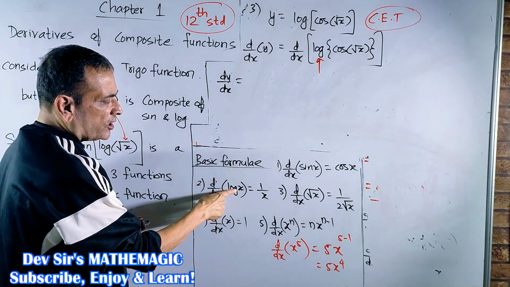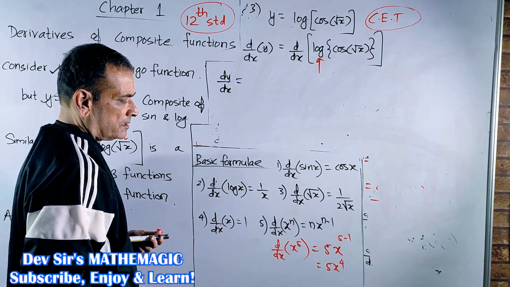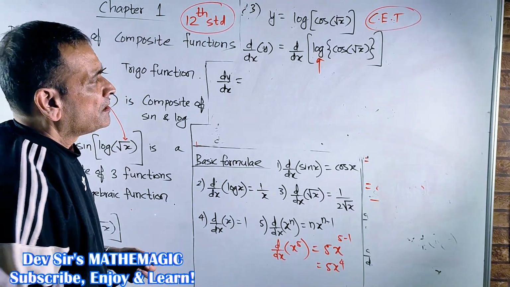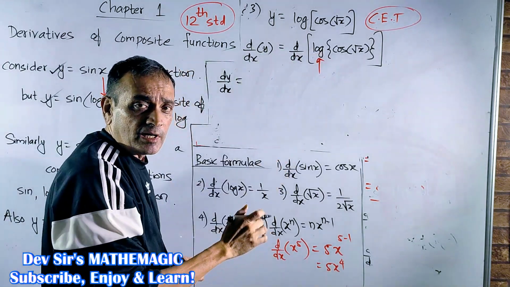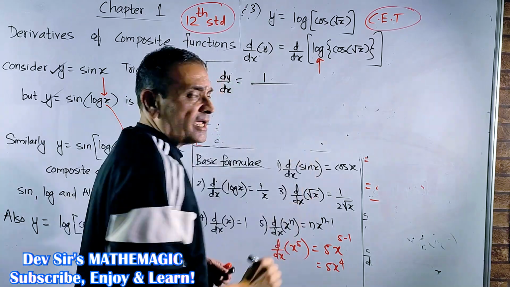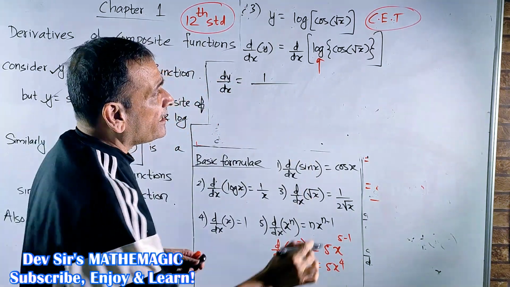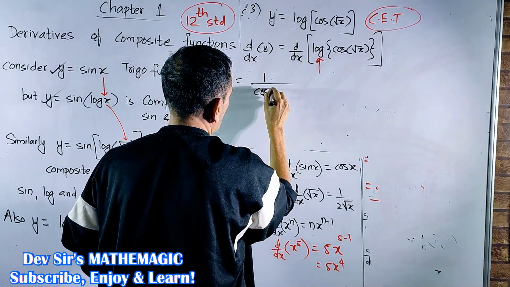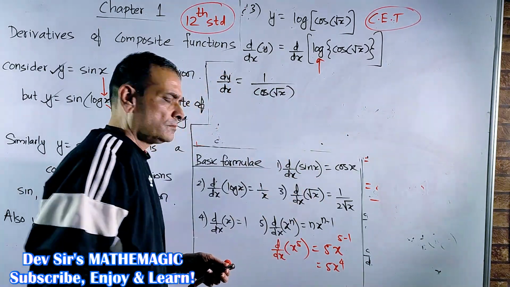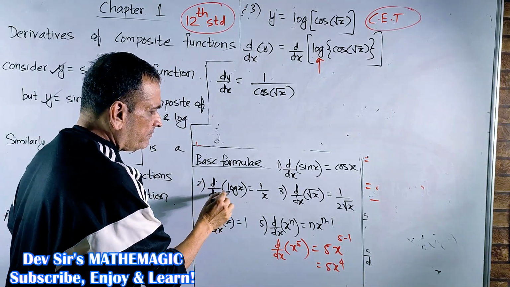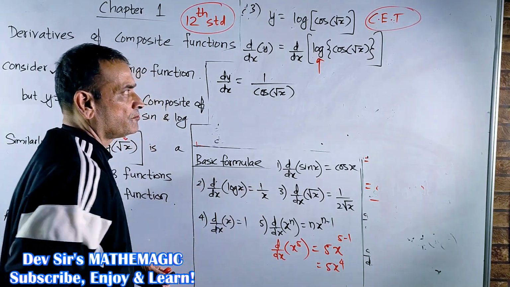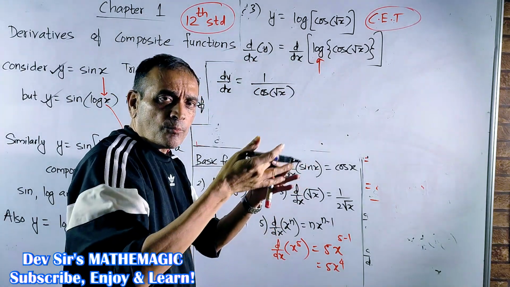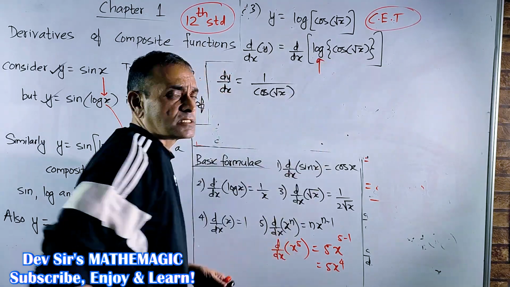What is the derivative of log x? 1 upon x. log के सामने x है इसलिए 1 upon x. So derivative of this log will be 1 upon x नहीं रहेंगे दोस्तों. x नहीं रहेगा. क्या रहेगा? जो कुछ सामने है cos of root x. वापस देखो. Derivative of log x 1 upon x. So derivative of this log will be 1 upon cos of root x.